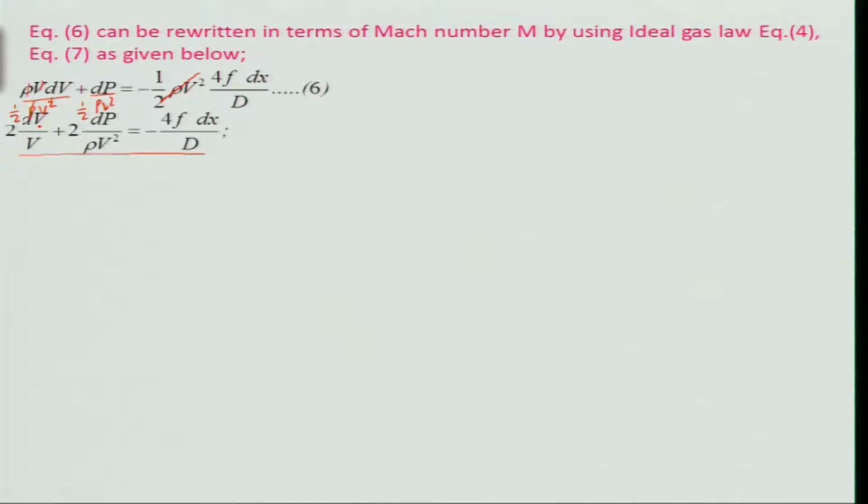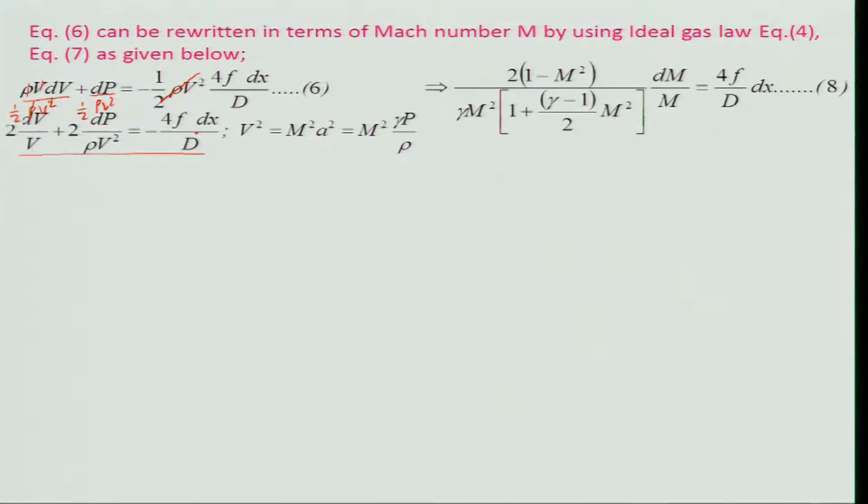If you invoke the Mach number definition, we know that V² = M²a², where a² is nothing but γp/ρ. So, V² is basically M²γp/ρ. If you differentiate this V², you will get 2V dV, and all the terms you will get on the right-hand side. If you club together this expression and expand it, you will get the equation in terms of Mach number, which turns out to be 2(1 − M²)/(γM²(1 + ((γ − 1)/2)M²)) dM/M = 4f dx/d. I would urge you to derive this yourself, and if you find difficulties, let me know.